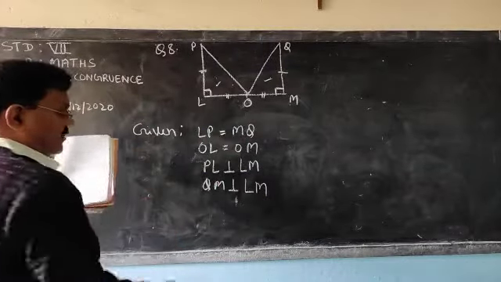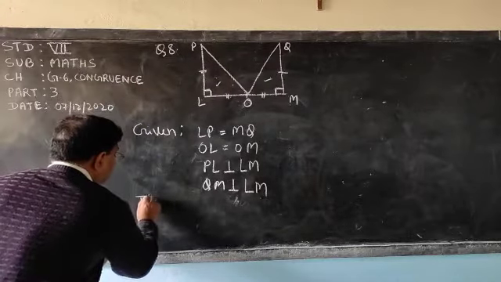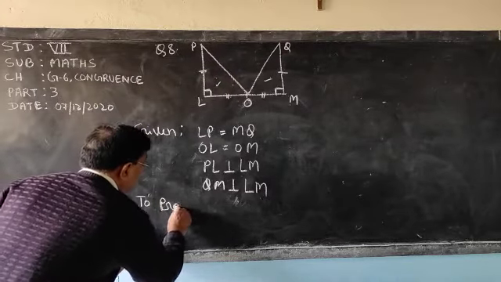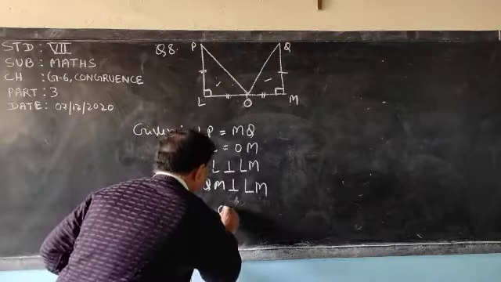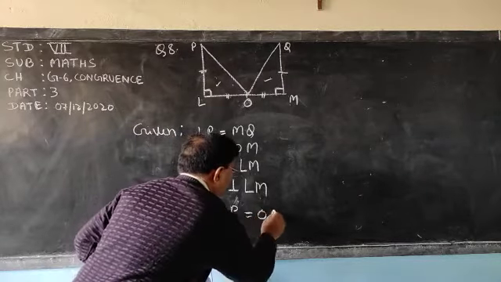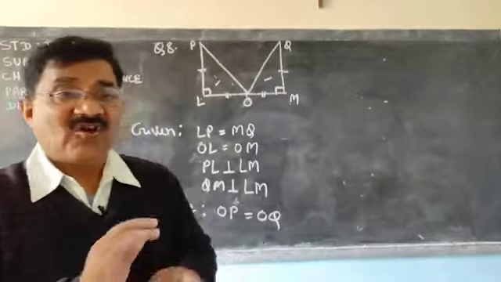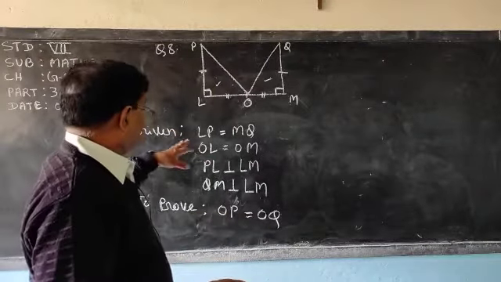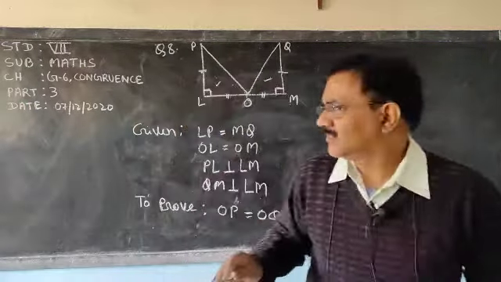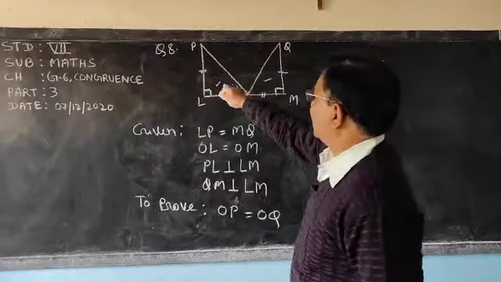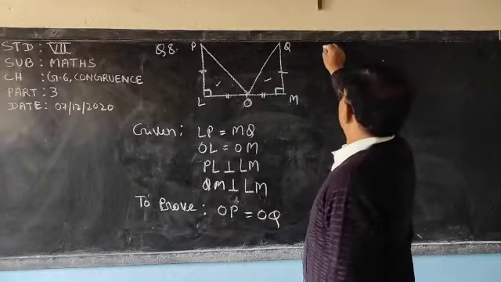This is given. Okay. What is the question asked? Then to prove. What to prove? OP is equal to OQ. And dear children, what I have told, that if you do not know anything, if you draw the diagram and write this, you will get some marks. Now, first we will prove these two triangles as congruent. So mention the name of the triangle. Here, proof.